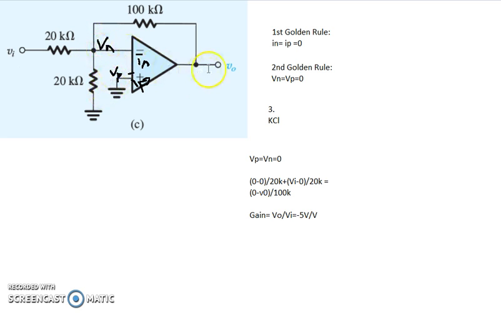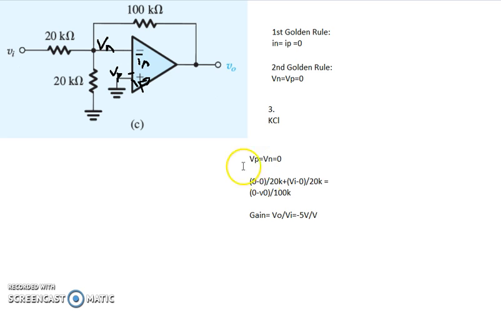So when we ultimately try to find V0 over Vi, V output over V input, we have to do KCL, which is 0 minus Vn over 20,000 ohm. Since Vn is 0, we can consider this entire thing as 0. And then we add this value to Vi minus Vn, and Vn is 0, so Vi minus 0 over 20,000 ohm, which is equal to Vn minus V0, V output, which is 0 minus V output over 100,000 ohm.